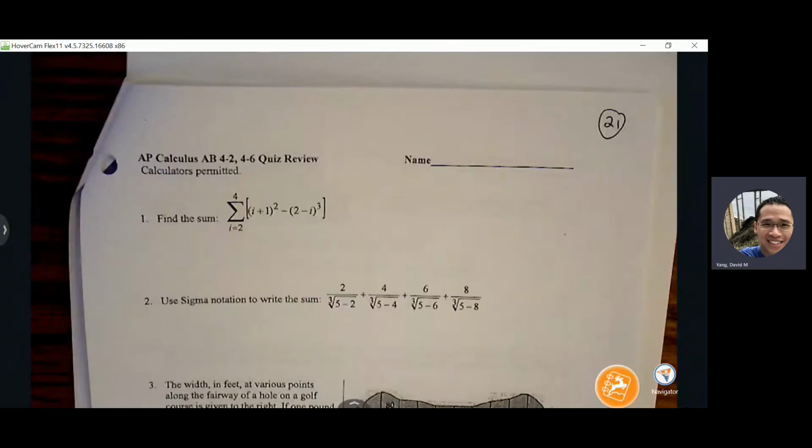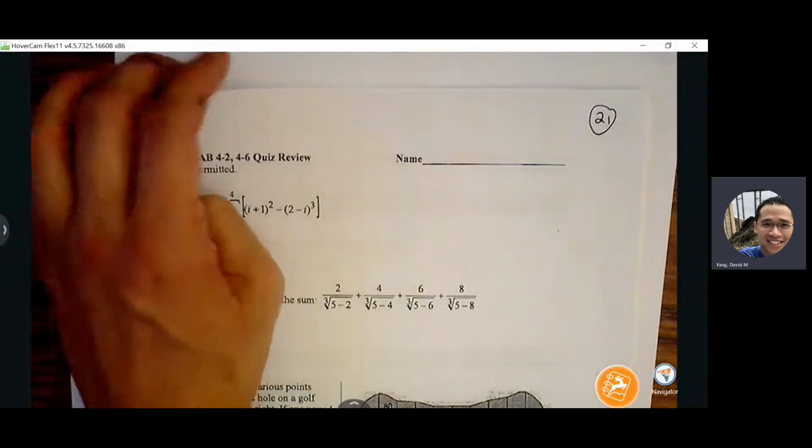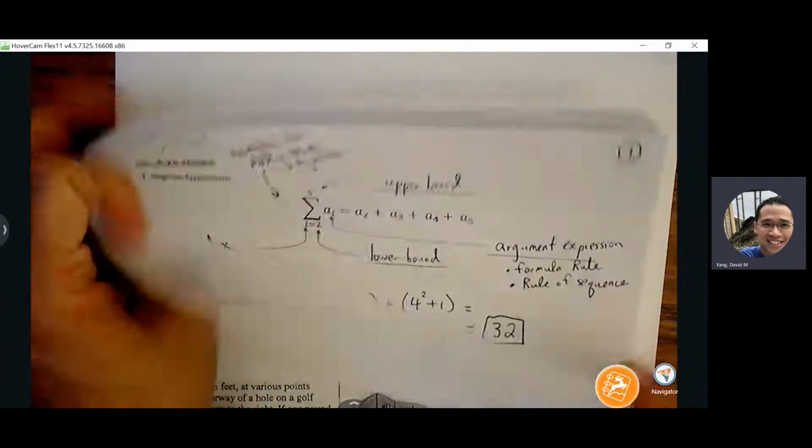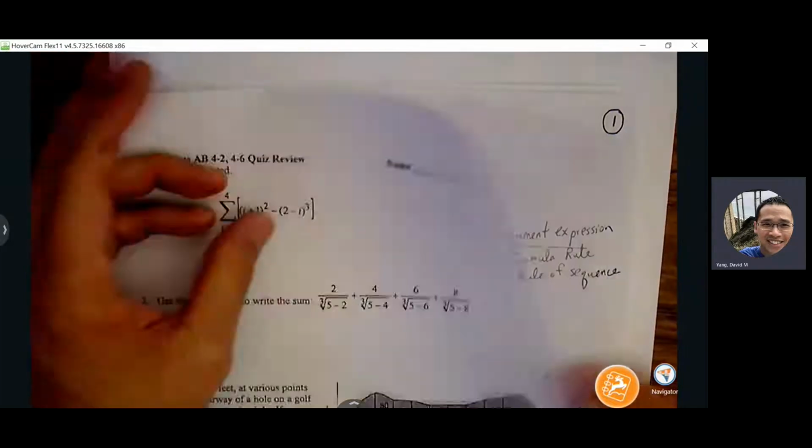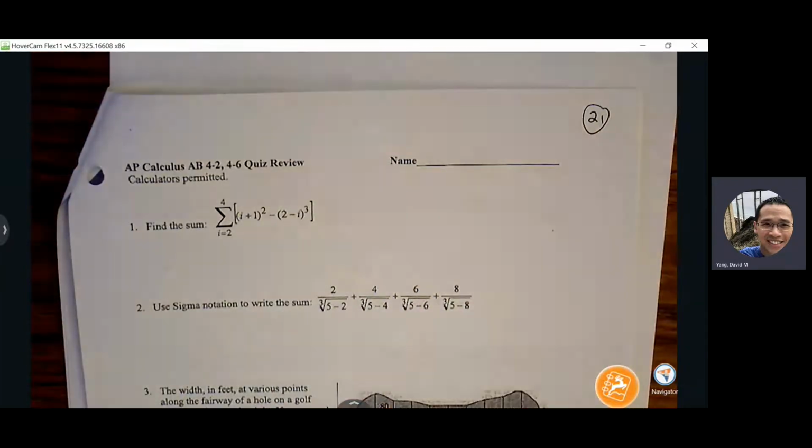Okay, we're in the 4.2 packet. Okay. I'm going to look at page 21.